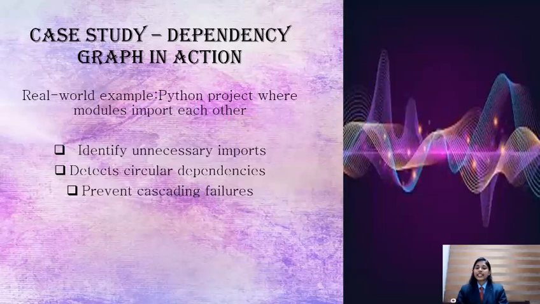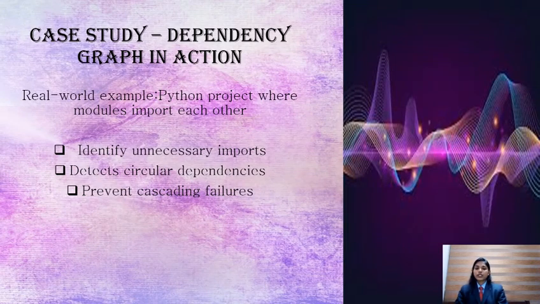So let's take a real world example. Suppose we have a Python project where modules import each other. By creating a dependency graph, we can identify unnecessary imports. It helps in detecting circular dependencies before they cause runtime errors. By analyzing critical paths, we can prevent cascading failures in the system. This makes our software more robust and easier to maintain.